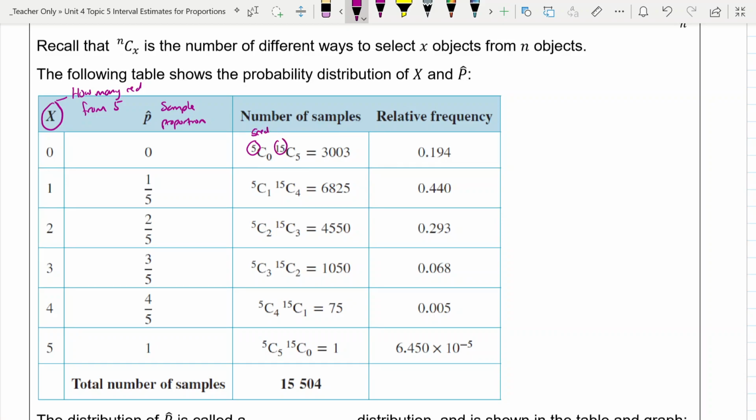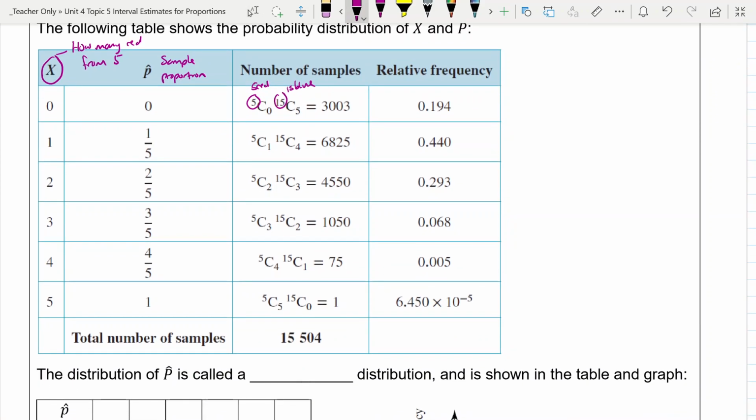Remember, and is always multiplying in our probability. So if we have a sample proportion of 0, from 5 red we've selected 0, but that means all 5 of our balls that we selected would have had to be blue. So 0 plus 5 gives me 5. And that means I've got 3,003 different ways that I can select 0 red balls and 5 blue balls.